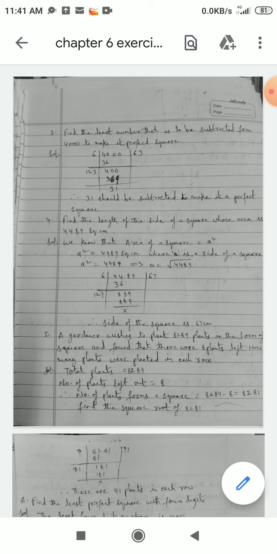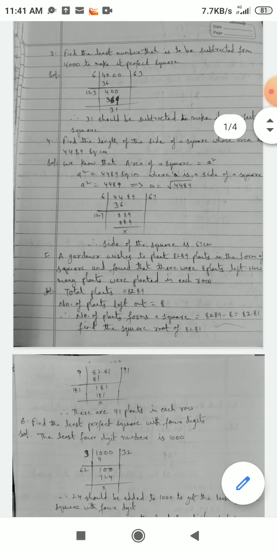Fifth, a gardener wishes to plant 8289 plants in the form of a square and found that there were 8 plants left. How many plants were planted in each row? Solution. Total plants is equal to 8289. Number of plants left out is equal to 8. Therefore number of plants forming a square is equal to 8289 minus 8 is equal to 8281. Find the square root of 8281.